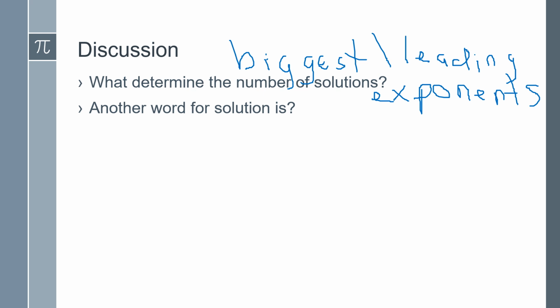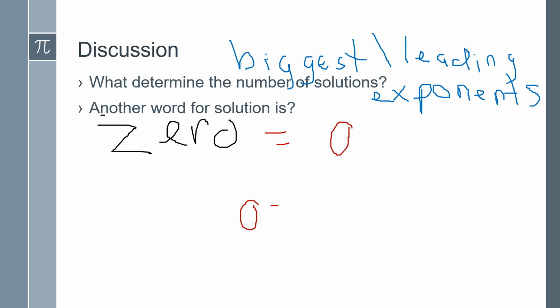Another word for solution is zero. Right? And you are not allowed to write the number 0 and say the zero equals 3, 2, 1. You can't say that. You can't use the number 0. You have to write out the word zero. So we should be good on that.